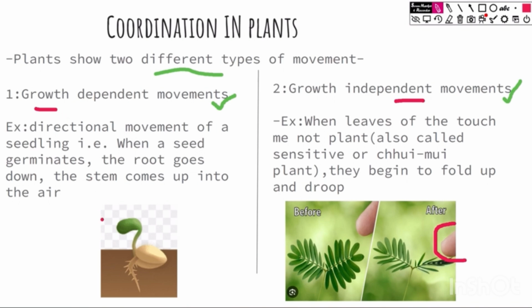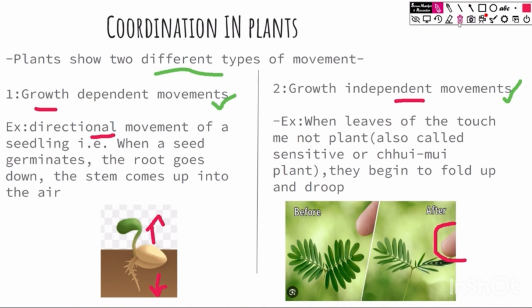For example, in germination, the shoot or the stem grows upwards and the root grows downwards. So this movement is being triggered or stimulated by growth. Growth is occurring, and that is why the shoots are growing upwards and the roots are growing downwards. Such movements are growth dependent movements, and these are directional movements, that is they occur only in one direction. Either the shoots will move upwards or downwards.